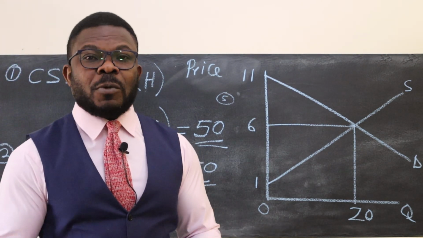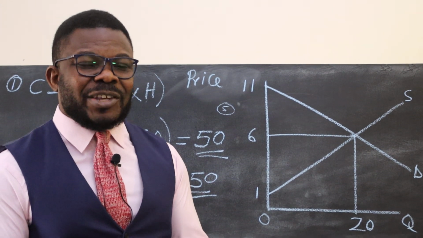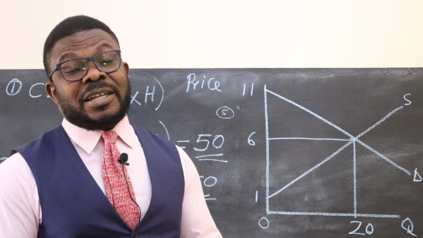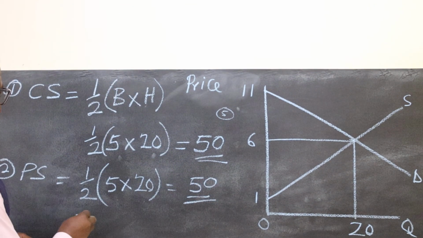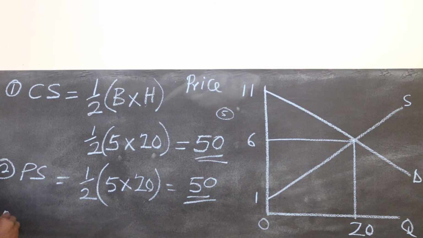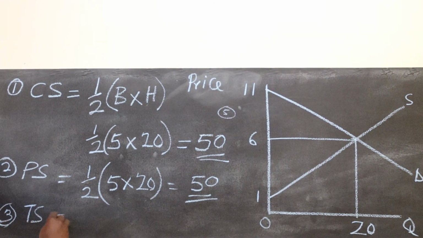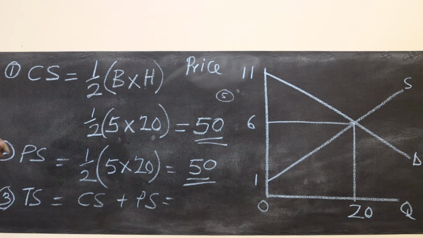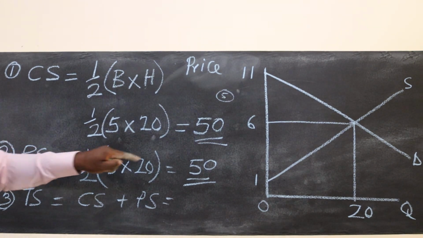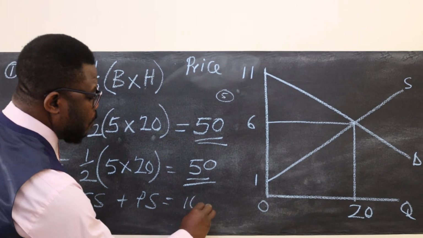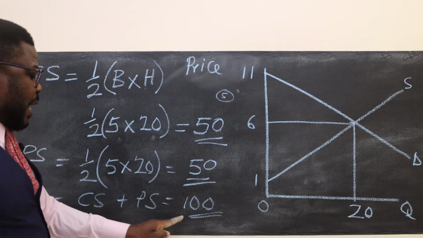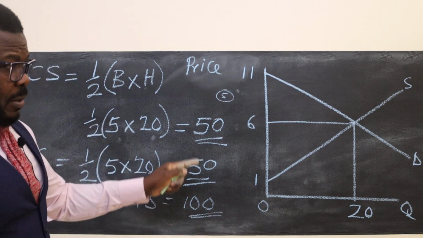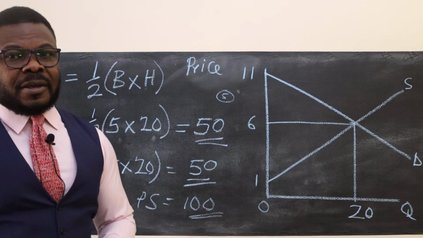So you can see your producer surplus and your consumer surplus have been worked out for you. In the exam, you might be asked, what is the total surplus? And that's the easiest part. You should be smiling when you work this out, because you've already worked out the consumer surplus and the producer surplus. Total surplus, we know, is consumer surplus plus producer surplus. Therefore, it will be 50 plus 50, and that will be 100. So that is your total surplus. This is the overall welfare to society when transactions in this market occur.